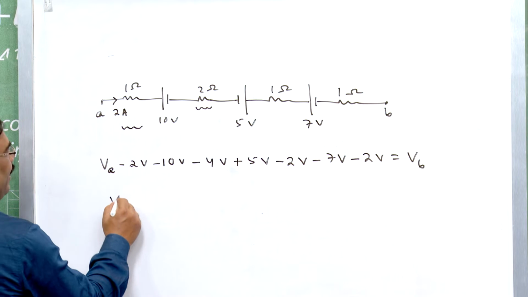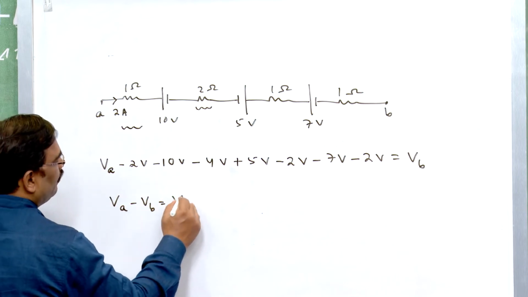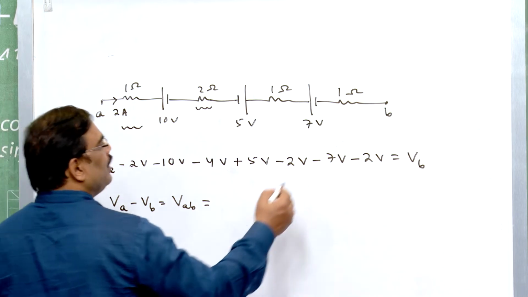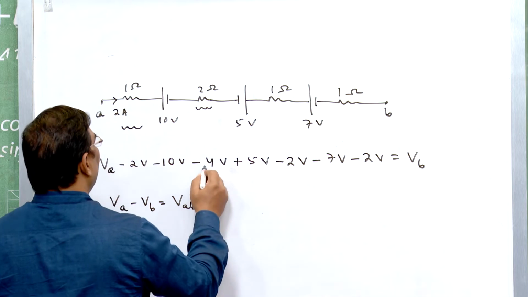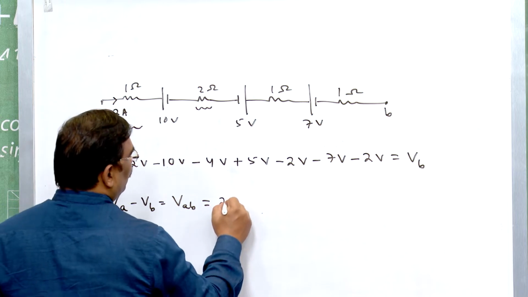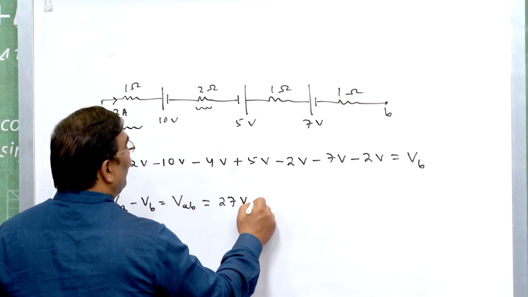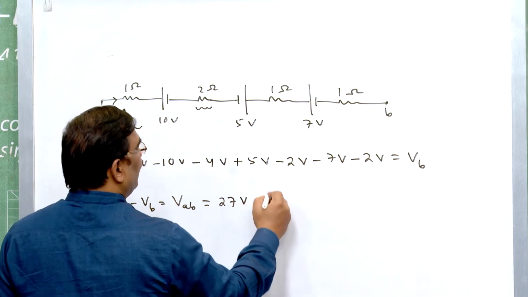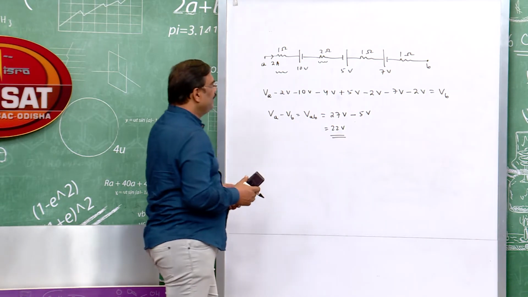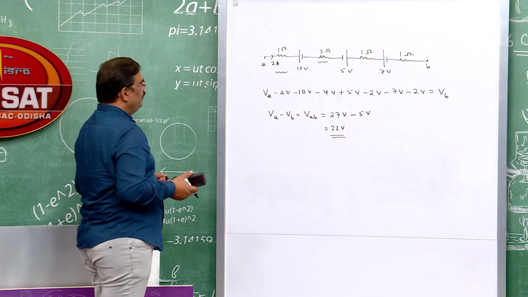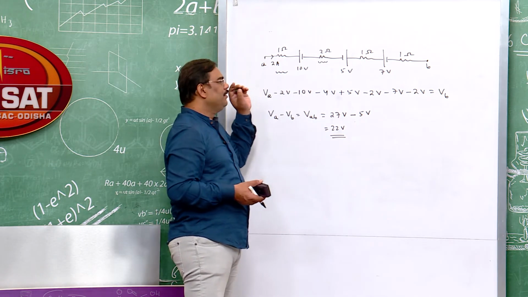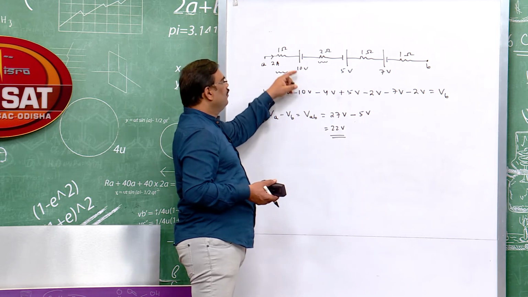So, VA minus VB, or we can say VAB, will be equal to all the negatives made positive: 7 plus 2 is 9, 9 plus 2 is 11, 11 plus 4 is 15, 15 plus 10 is 25, plus 2 is 27 volt, minus 5 volt. This is 22 volt. So, the potential difference between A and B is 22 volt, and similarly we can also calculate if there are some capacitors in between, that will not be a problem.